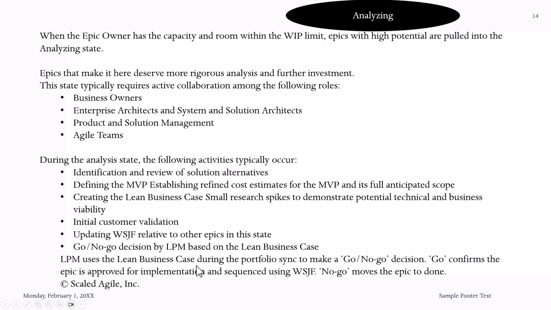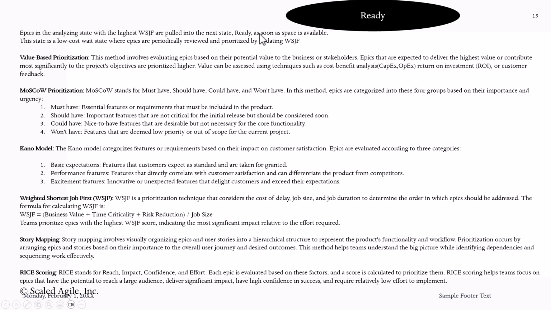So LPM uses the lean business case during a portfolio sync for a go or no-go decision. Confirm the epic approved for implementation. WSJF, no-go, moved, epic is done. So lean portfolio management will use your business case. The business case is an artifact that explains the value proposition of that specific epic, and whether it aligns with the strategic themes and also the guardrails. So that during the portfolio sync, that epic can be dropped depending on those two criteria. Ready as soon as space is available. So these are ready to be implemented.